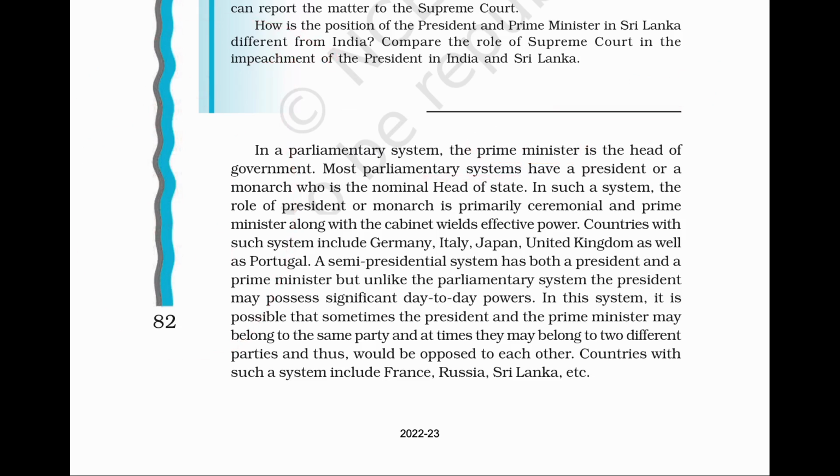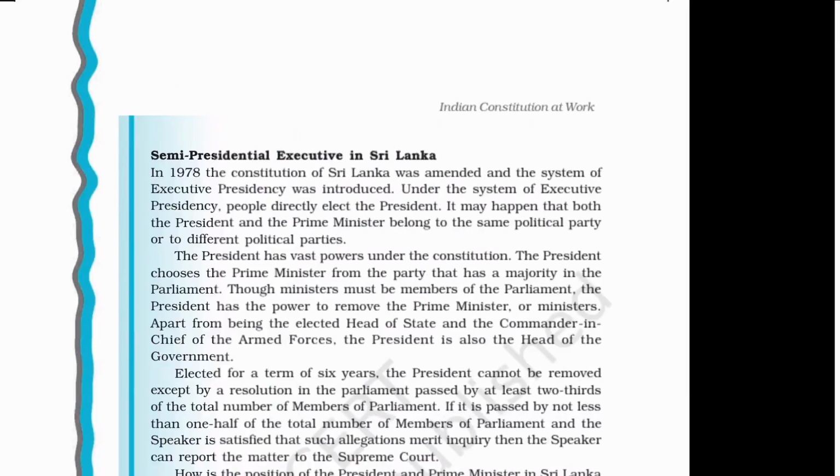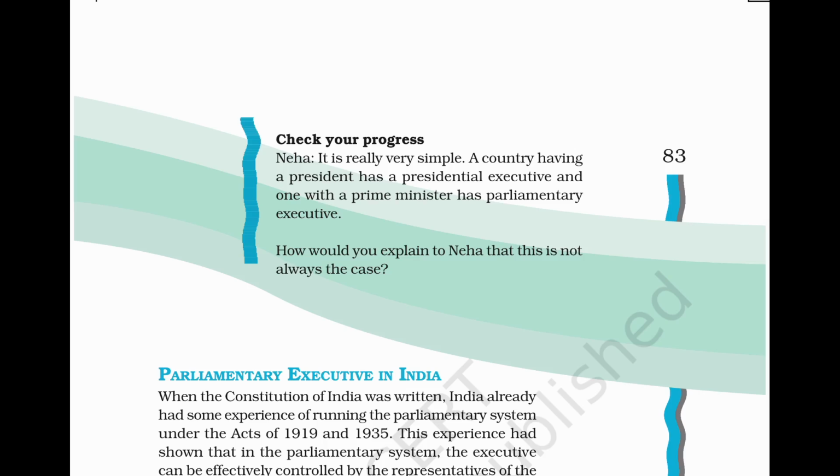Most of the parliamentary systems will have either a president or a monarch. जो उस table में लिखा हुआ था, that is what they have given. They have given you examples. Semi-presidential का examples भी दिया हुआ है, and they have given you how it functions. The same thing that they have given in this table, they have tried to summarize in the paragraph also.